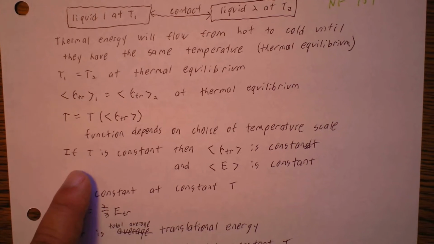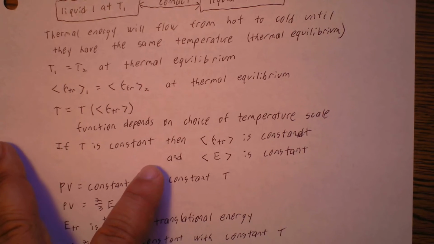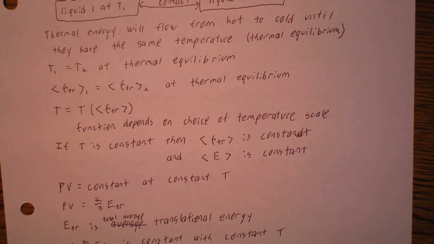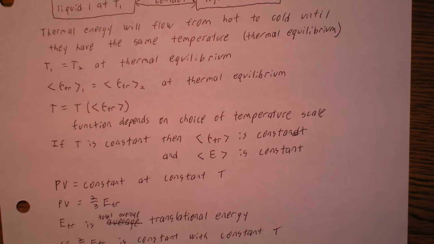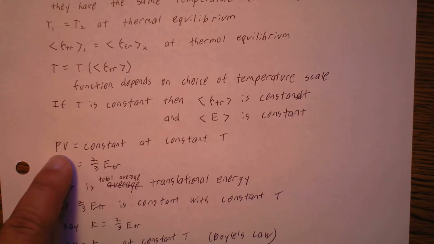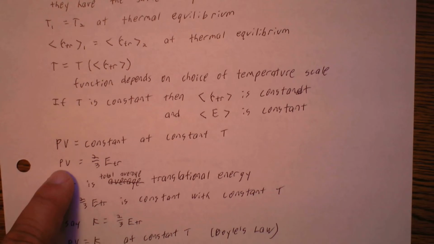Now, if temperature is constant, then the average energy of translation is constant, and therefore the average energy is going to be constant. Remember, lowercase epsilon we said is for per atom, and this capital E we said is for the whole aggregate. So PV is going to be constant at constant temperature.